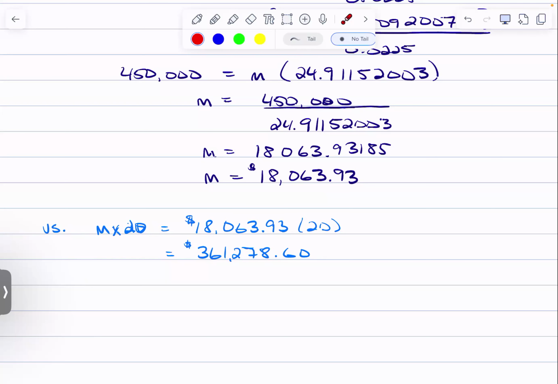Oh, the 20 is from N times T equals 20 payments. Solving for M will be on the test, but not this part. Yeah, you'll need to solve for M on the test and probably on the final exams.